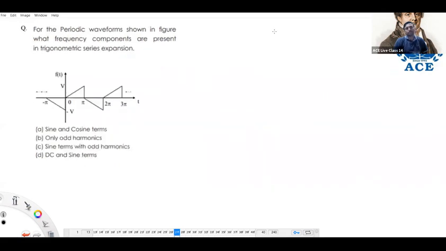Now think of this periodic signal. Which symmetry does it obey? Even, odd, or half wave? Of course, the least period is 2 pi, sir. Least period is 2 pi. Even symmetry, odd symmetry, half wave.